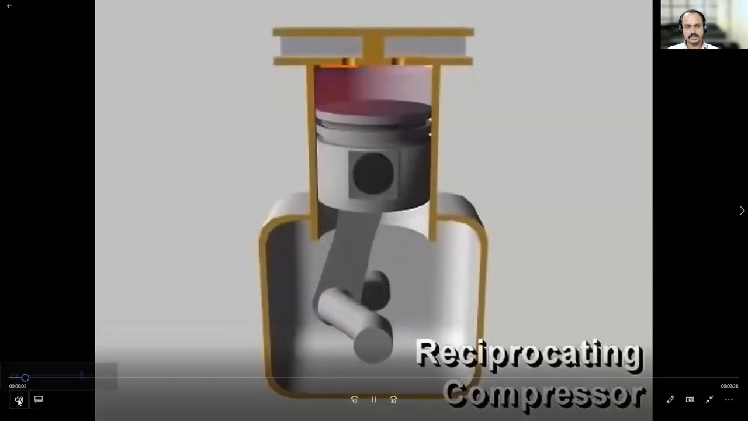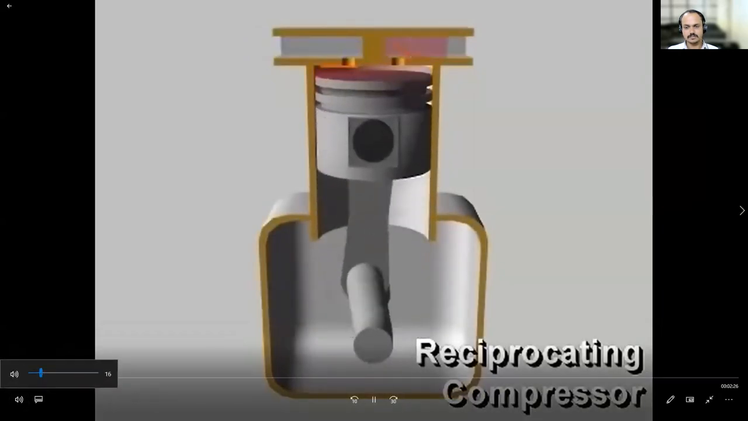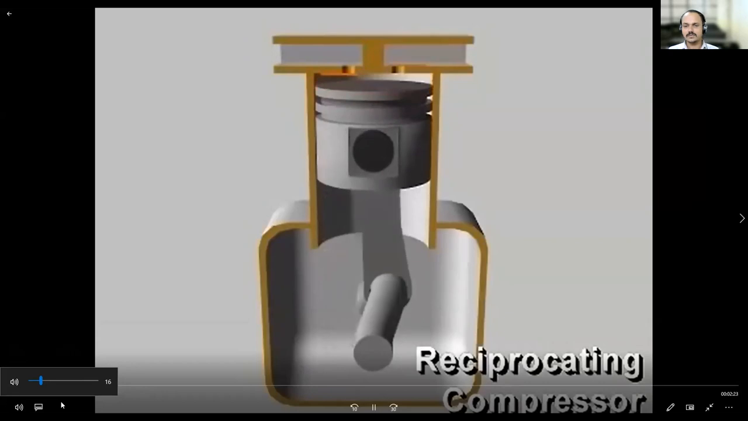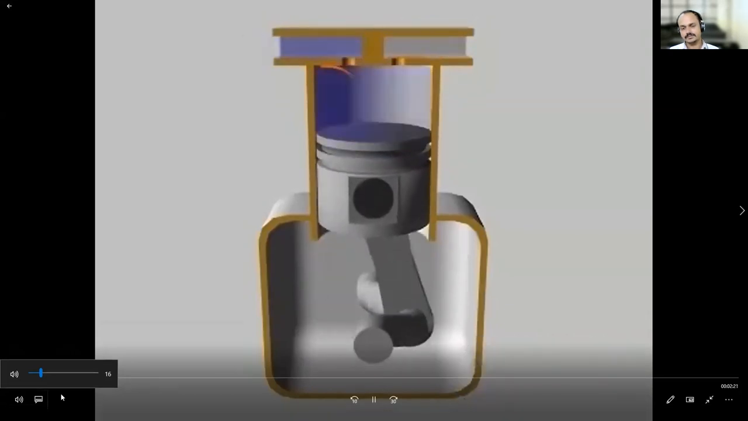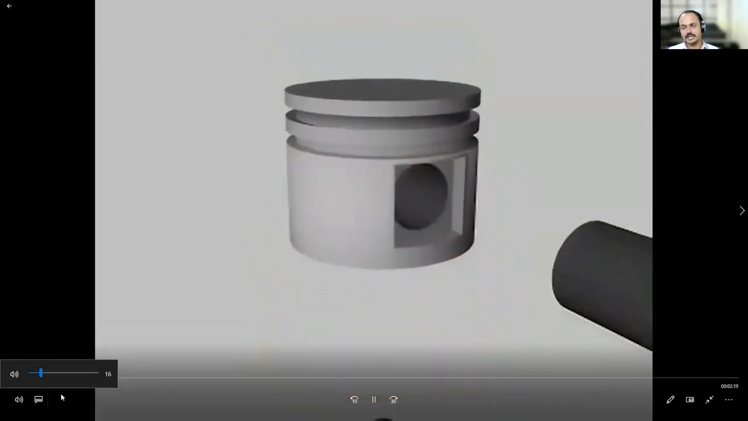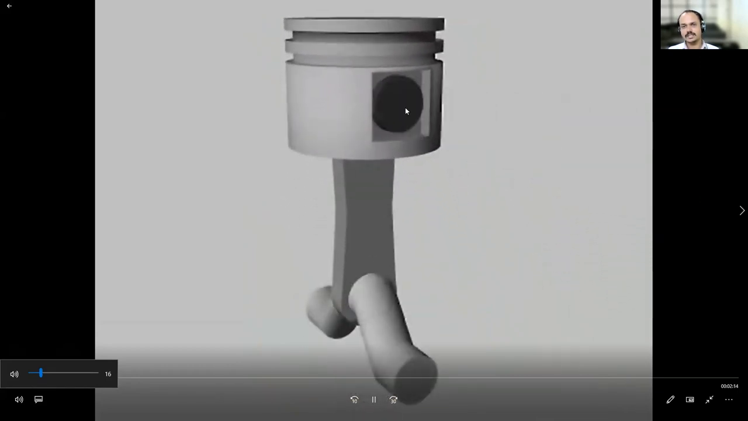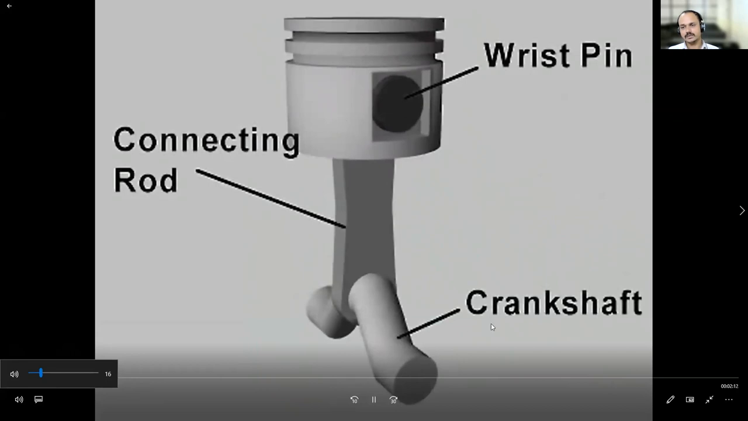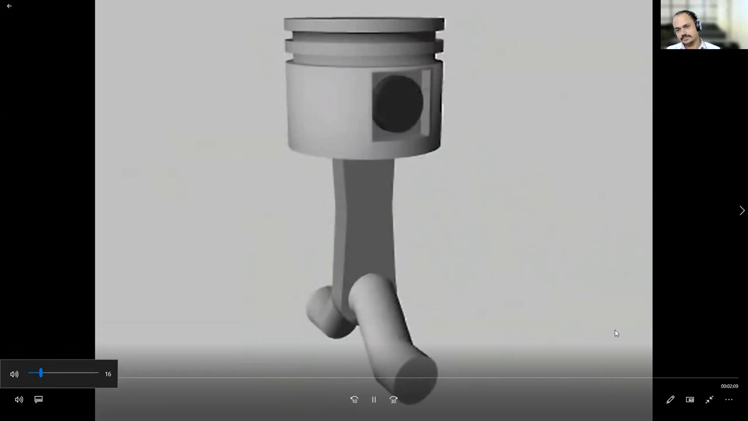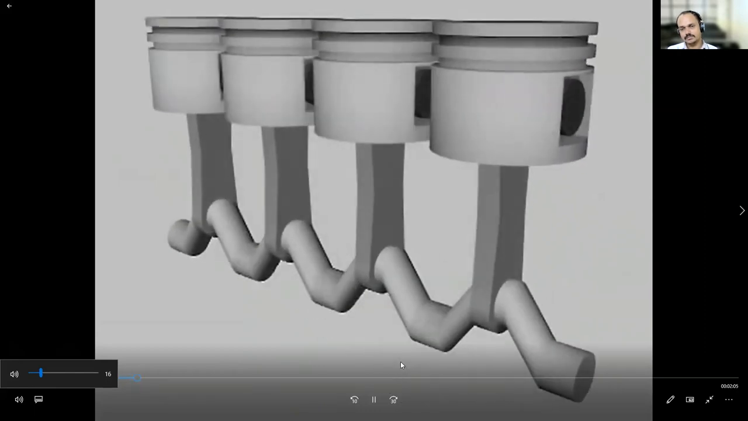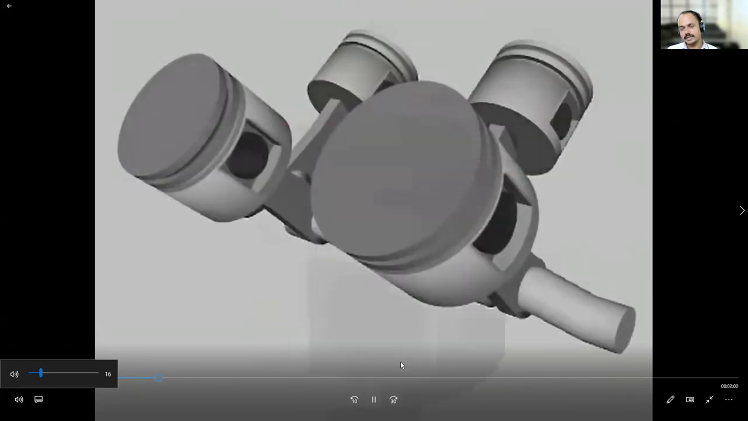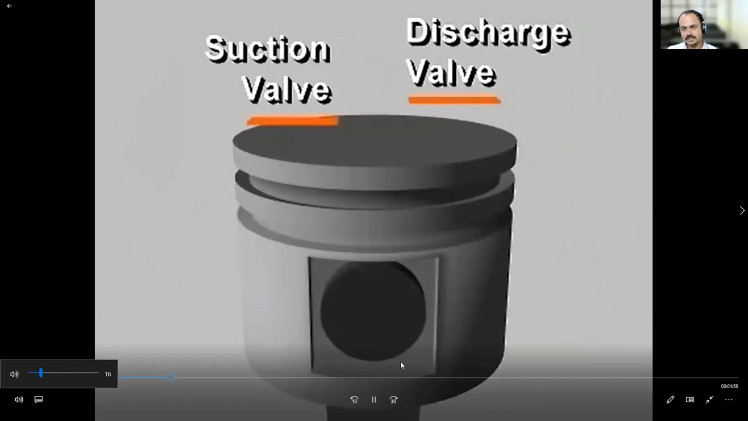Now see this working. This one is the reciprocating compressor. This one is the crankshaft. This is the connecting rod. This one is the wrist pin. This one is the piston. Crankshaft is connected to the prime mover. There may be one or more pistons or cylinders. They may be arranged in series, V shape, or in opposite direction.